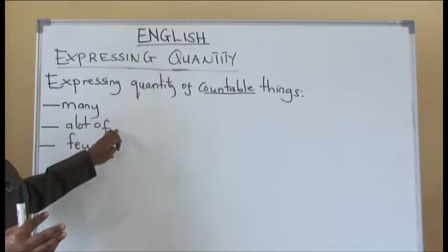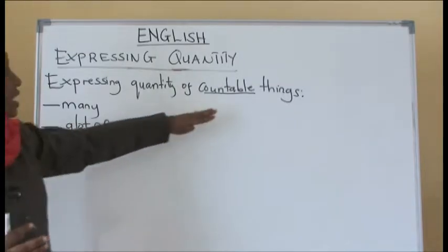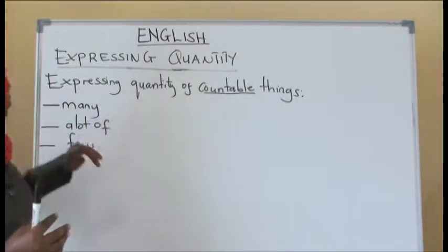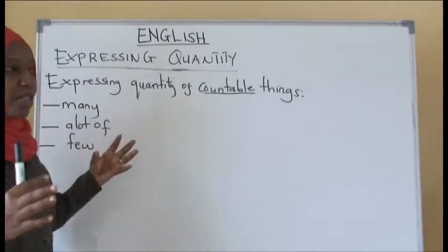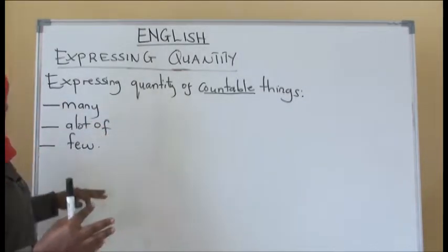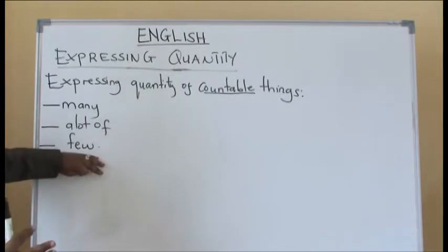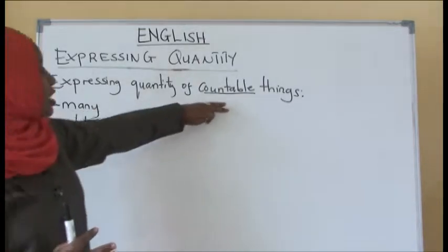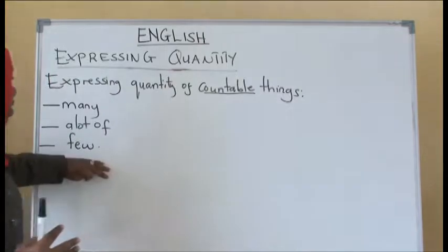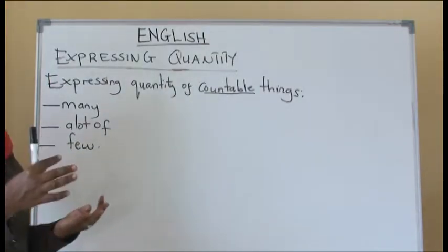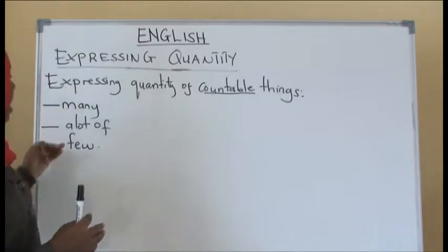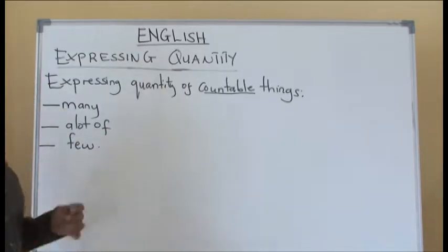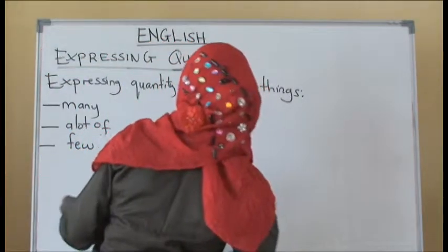And also a lot of is used in expressing countable things to show that those things are many, or things are in plural form. And few is the word used to express quantity of countable things when talking about singular or talking about thing which is not many. It is the opposite of the word many. Now, check the example here, you're going to understand.